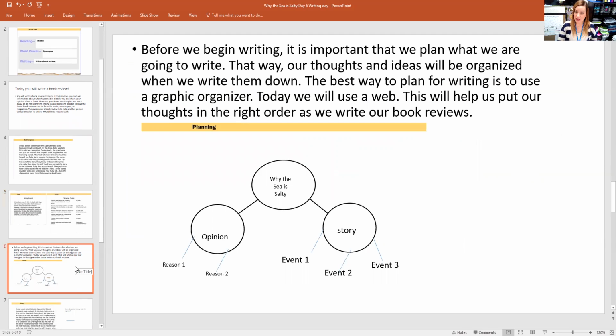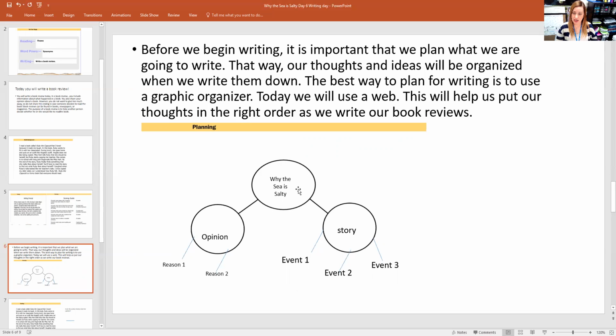Okay, so before we can begin writing, it's important that we plan what we are going to write. That way our thoughts and ideas are going to be organized when we write them down. The best way to plan for writing is to use a graphic organizer. Today, we're going to use a web. This will help us put our thoughts in the right order as we write our book reviews. So if you're watching this video, you're going to want to pause here and make this web on your paper.